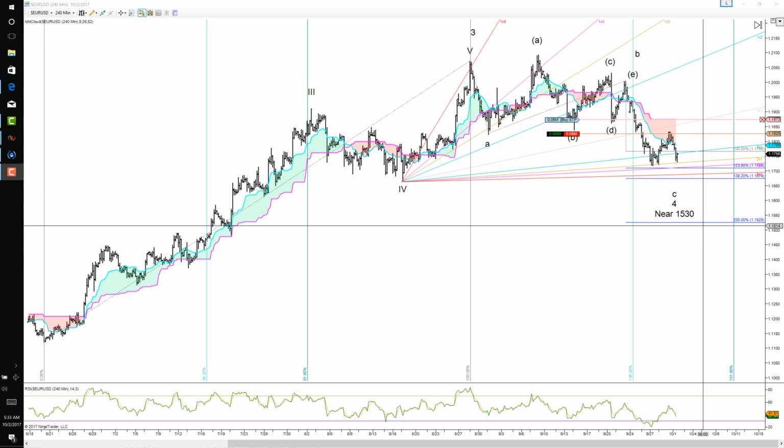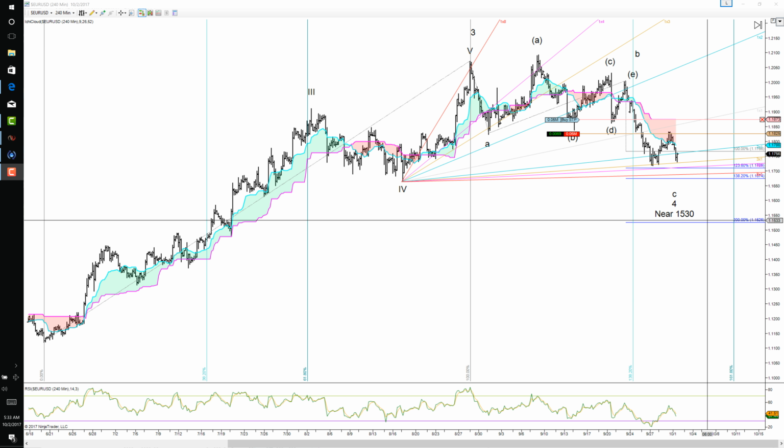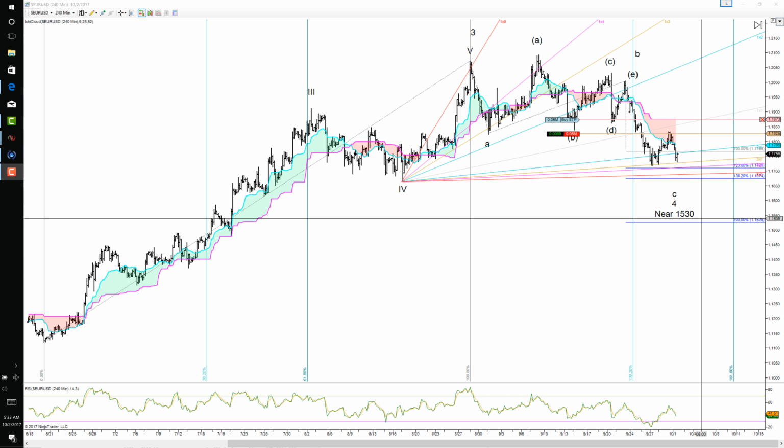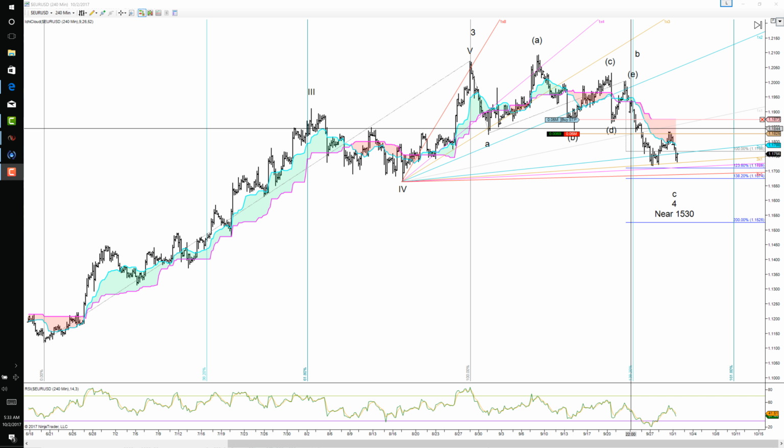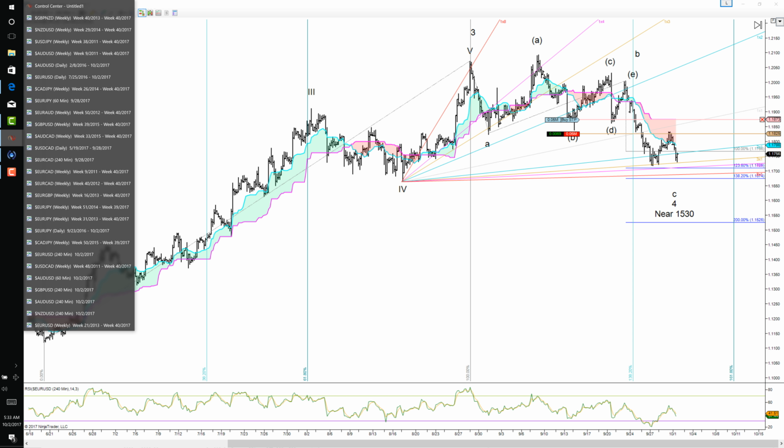But you can expect it to go to near 1530 or so. So it'll be a nice 100 plus ticks. So we'll see how that's going to go, but so far so good. And I'm going to move on to the pound.